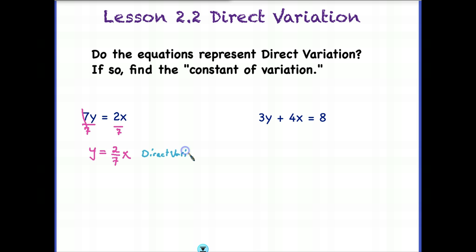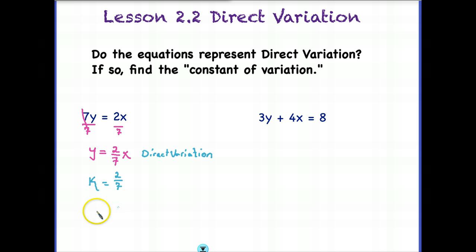All right, so part 2 says, find the constant of variation. Well, that's pretty easy to do as well. The constant of variation, that's our k, is in fact 2/7, right? Because remember that k is just our slope, or m, but in this case, since we're doing direct variation, we call that k.